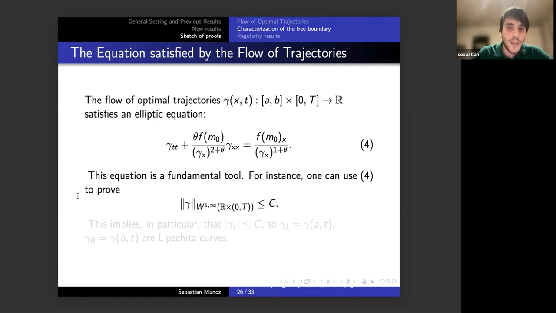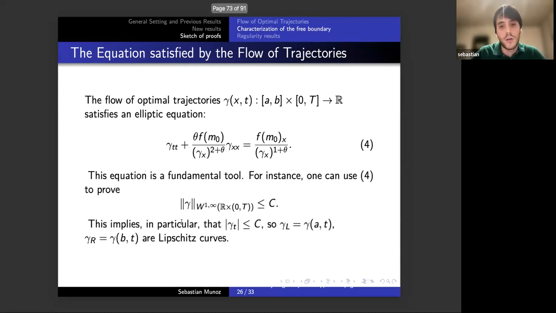Because it's an elliptic equation, we can expect to use certain classical methods, things like Bernstein's method or maximum principle arguments. And then, for example, if we prove, which we do in the paper, that gamma is Lipschitz continuous, so if we have a bound on the first derivative of gamma, we can conclude several things. So having a bound on the time derivative implies already that the boundary curves are Lipschitz. Okay, so having a Lipschitz bound on gamma already implies that gamma L and gamma R are Lipschitz curves. So that is one thing.